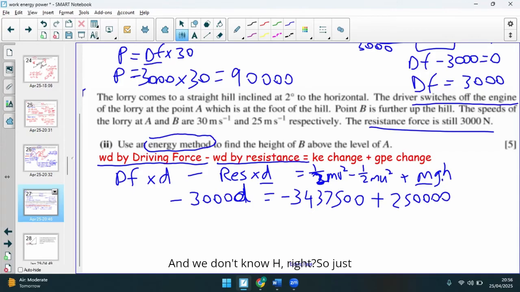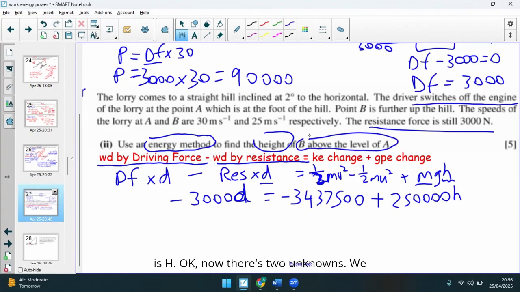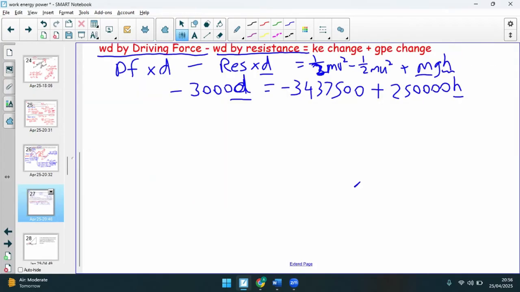And we don't know h, right? So just put an h there. Now we need to find the height, okay? Because it says height of B above the level of A. What that means is the vertical height, which is h. Now there are two unknowns. We have d, which is unknown, and h. If you remember from your standard diagram, this is your d, that's your h.